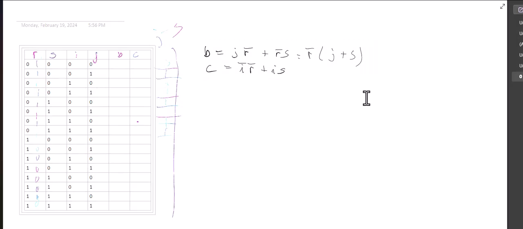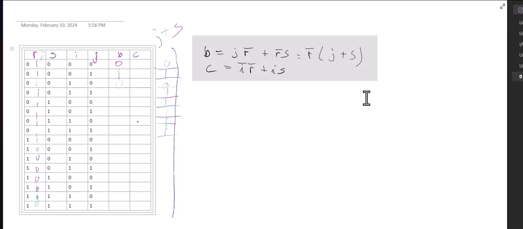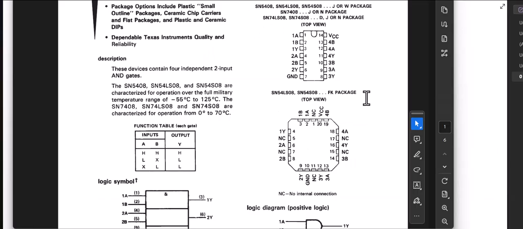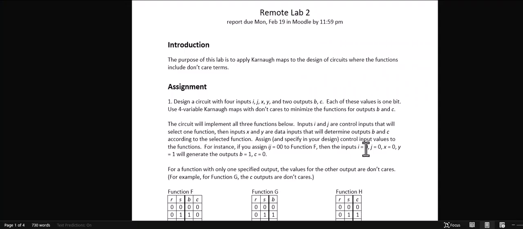B to be 1. So in this first row, J or S is 0, so it's 0. Here they're both 1, so it's 1. Here J or S is 0, so it's 0, and so forth. And so you would fill it in like that. Okay, let's see what else we got.